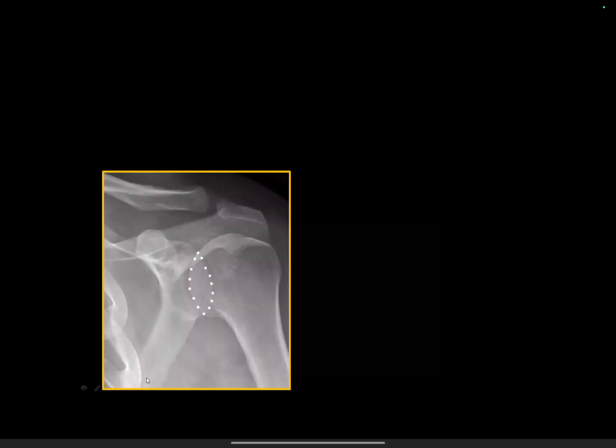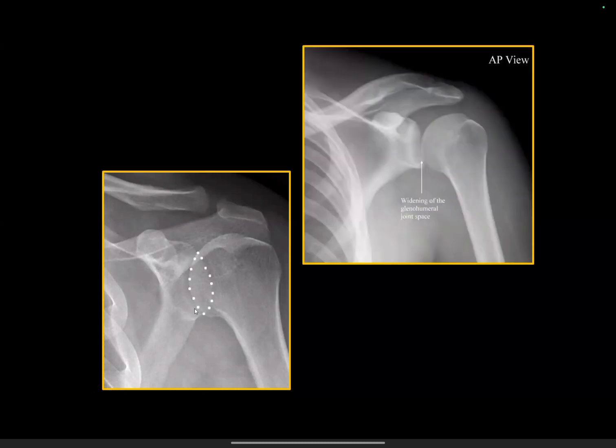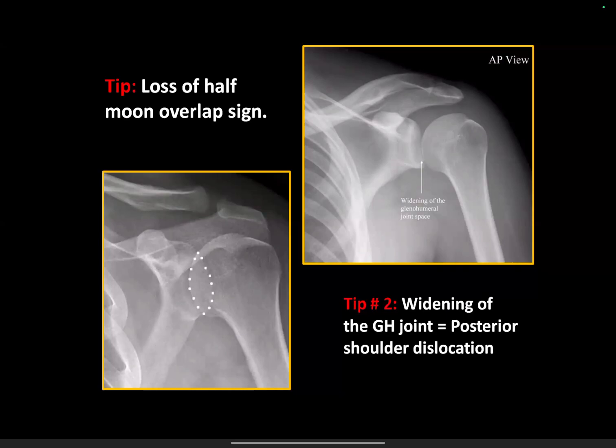We know that in the true AP view, there should be normal overlap, which we call the half moon sign, between the humeral head and the glenoid. Whenever I have loss of this overlap sign, a widening of the glenohumeral joint, this is basically a light bulb sign. So, in other words, this will resemble a Grashey view.